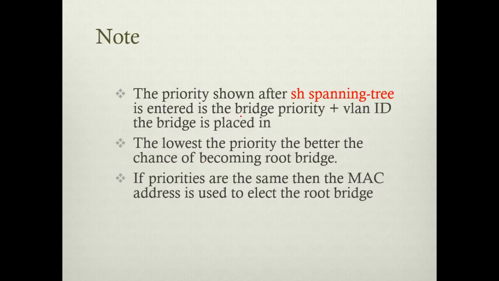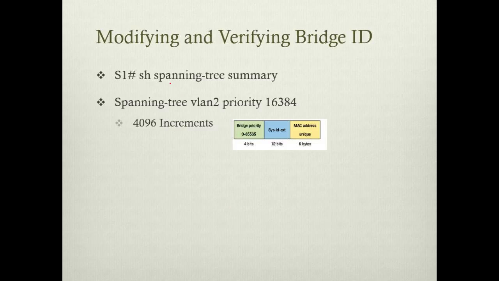What is entered is the bridge priority plus the VLAN ID. The lower the priority of the bridge, the better the chance of becoming a root bridge. If the priorities are the same, then the MAC address is used to decide the root bridge, and I've said that a lot of different times.